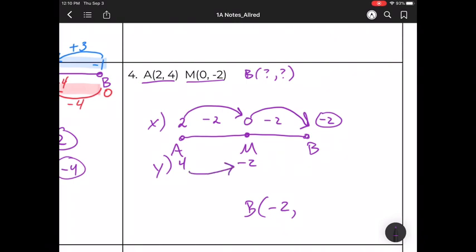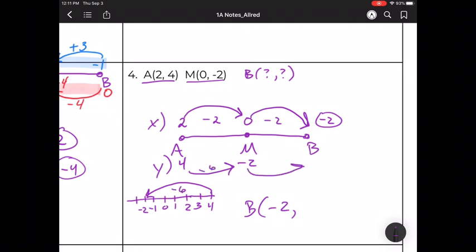Then I do the same thing for the y values on this bottom row. From 4 back to -2, we're subtracting because we're getting smaller. We're going past 0 even to -2, but from 4 down to 0, you can even draw out a number line if you want. There's 4. There's 3, 2, 1, 0, -1, -2. To go from 4 back to -2 is a subtraction of 6. So from -2, I'm going to subtract 6 again. -2 minus 6 is -8. So the y value for B is -8.